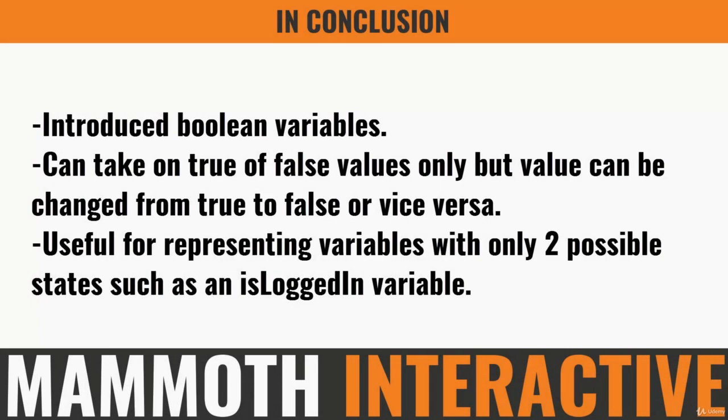This part of our tutorial introduced the Boolean type variable. To recap, these are variables that can take on only a true or false value, but the value can be changed from true to false or from false to true depending on what value we need the variable to take. These are very useful for representing variables with only two possible states, true or false. These variables could be something like an isLoggedIn variable, which will only allow you to access your account if the isLoggedIn variable is true, and will lock you out of your account if this variable is false.